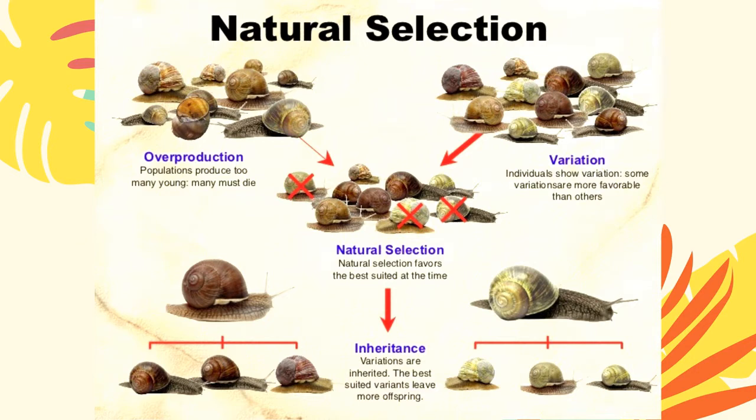So this is how natural selection tries to explain how new species are produced over time through natural selection and through inheritance of those variations.